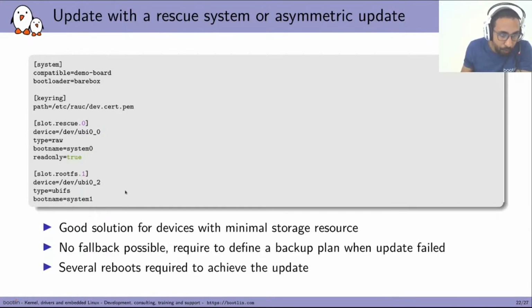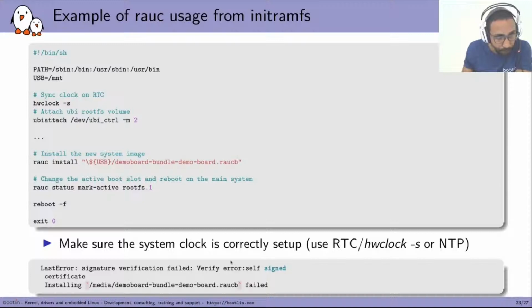But what you need to note is that this is a scenario where there is no fallback possible. If your main system is not updated correctly, then you need to make sure that you have a fallback scenario that will be implemented by, that will be executed from your rescue system. And also you will need several boots to achieve your update from a rescue system. Here we have a typical example of a script that can be run from the initramfs from the rescue system.